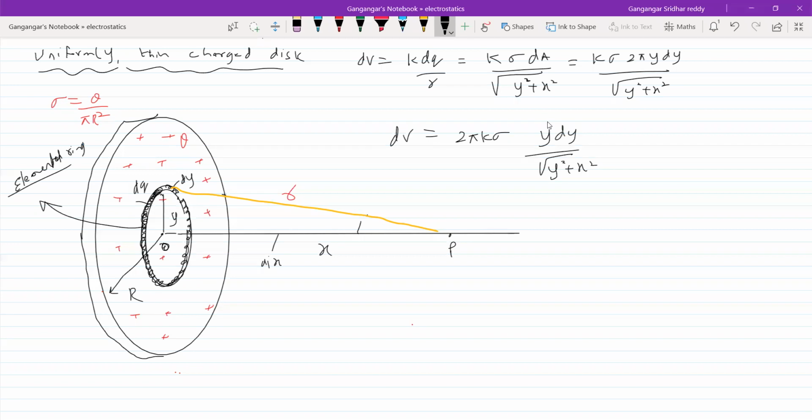So can we integrate this? I think there's a big problem, no? Y and X both are variable. So let me take the mathematics. From the mathematics, tan theta equal to y by x, so y equal to x tan theta. I'll differentiate this: dy equal to x secant square theta d theta. Let me substitute this in that equation. Sir, x is not variable, because we are considering one point.